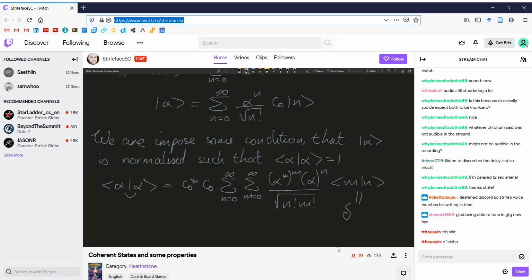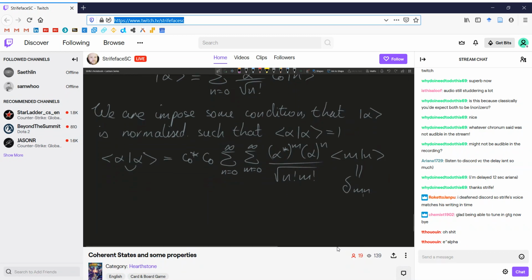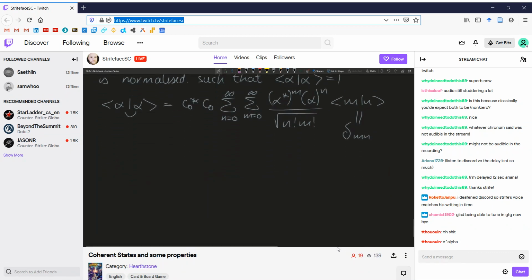Therefore, the summation over n and m just becomes a summation over 1. So what we have is C naught squared, the sum over n of now alpha star alpha, just like C naught star C naught is C naught squared. So we have mod alpha to the 2n over n factorial, and this equals 1 because we want it to be normalized, remember.